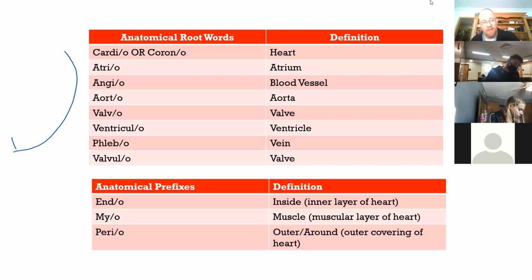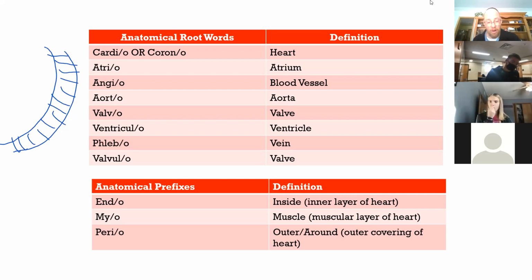Then I have the heart muscle itself, so I'm going to draw these little lines signifying the heart muscle. That is the heart muscle, the myocardium. And then on the inside of that, I'm going to draw another line. That's the endocardium. So pericardium, the covering around the heart. The myocardium, which is the heart muscle itself. And then we have the endocardium, which is the inner covering of the heart.